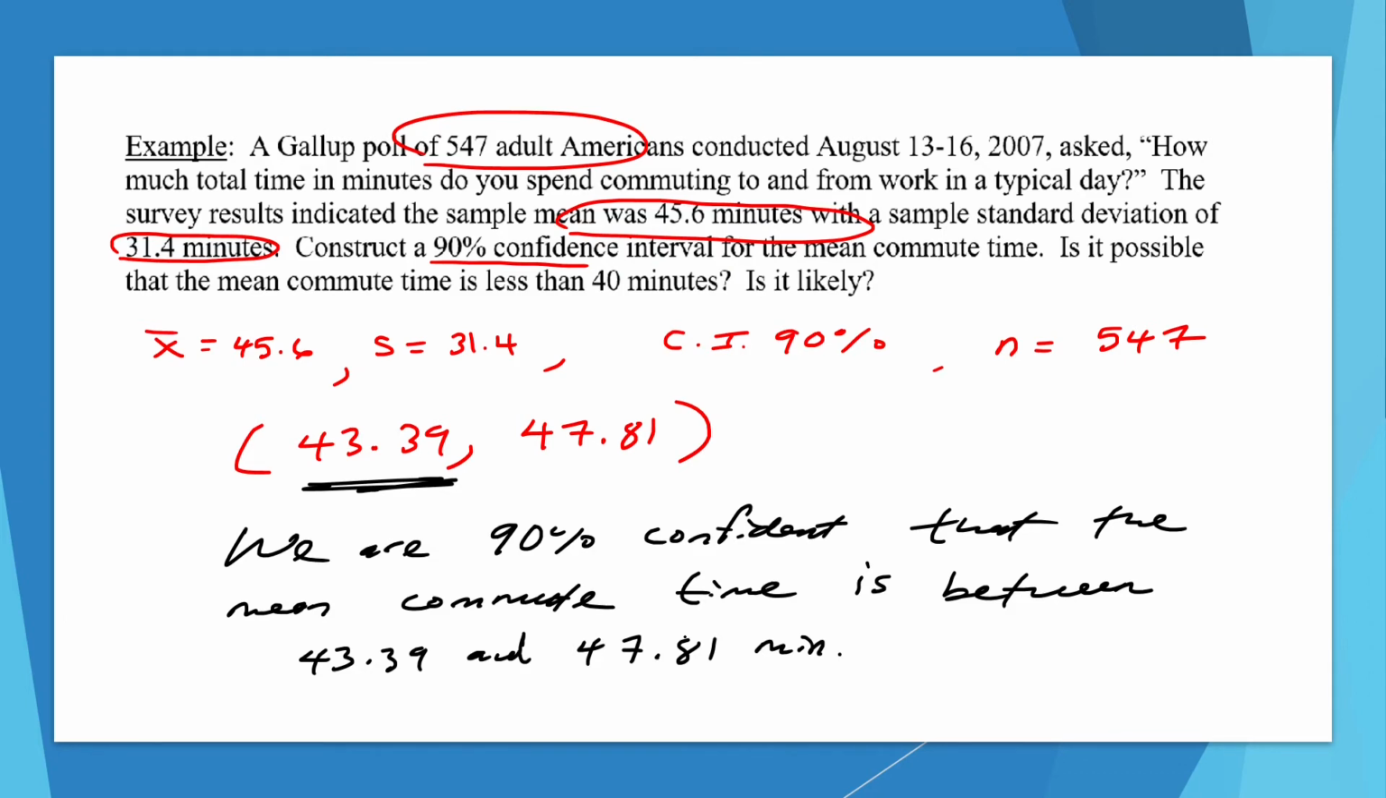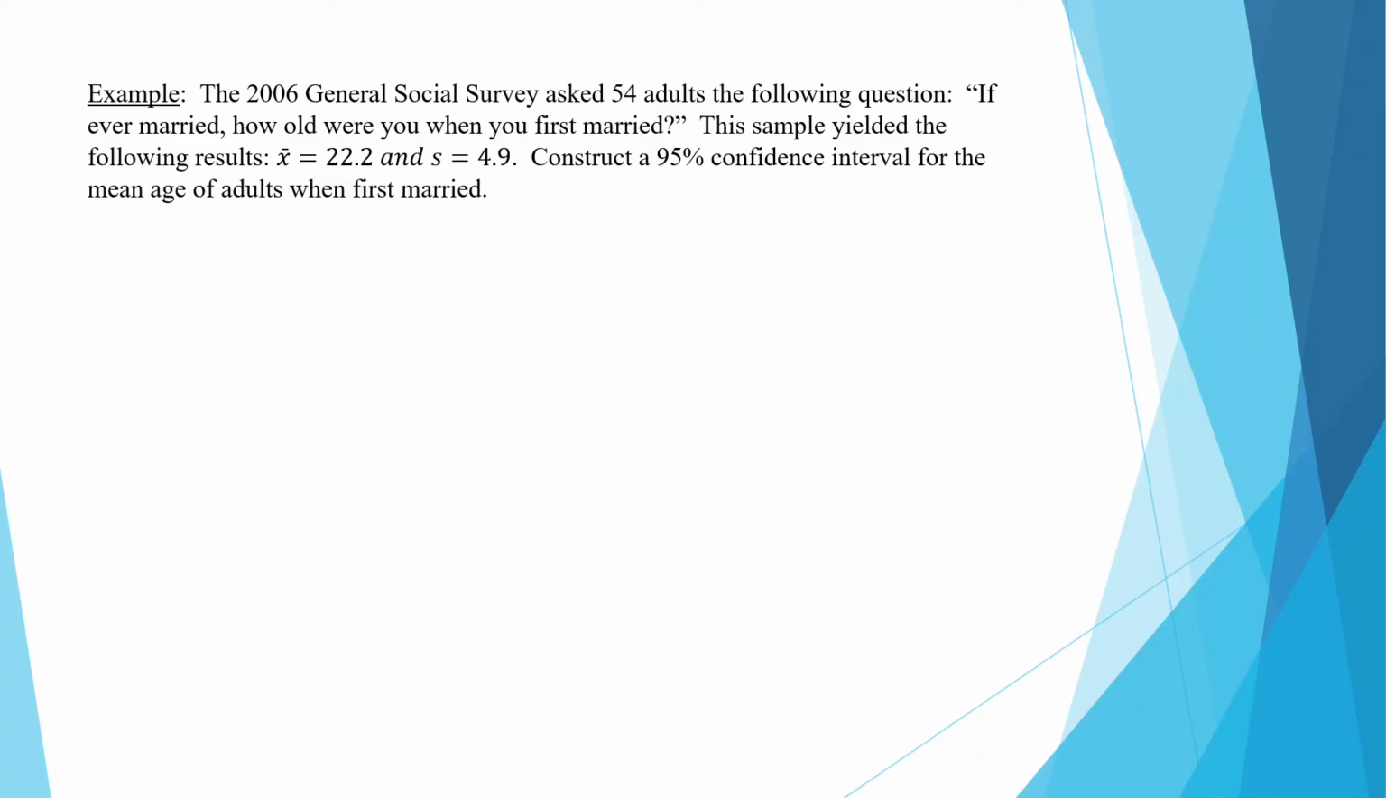Is it possible for the mean commute time to be less than 40 minutes? Yes, it is possible to have a commute time that's less than 40 minutes, but it's unlikely since we have a 90% confidence interval from 43.39 to 47.81. 40 minutes is not within the interval, so it is extremely unlikely that there will be a commute time that's less than 40 minutes.